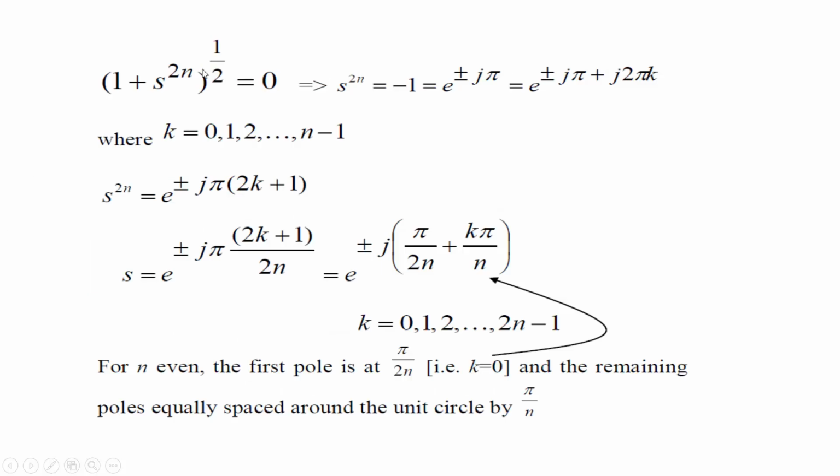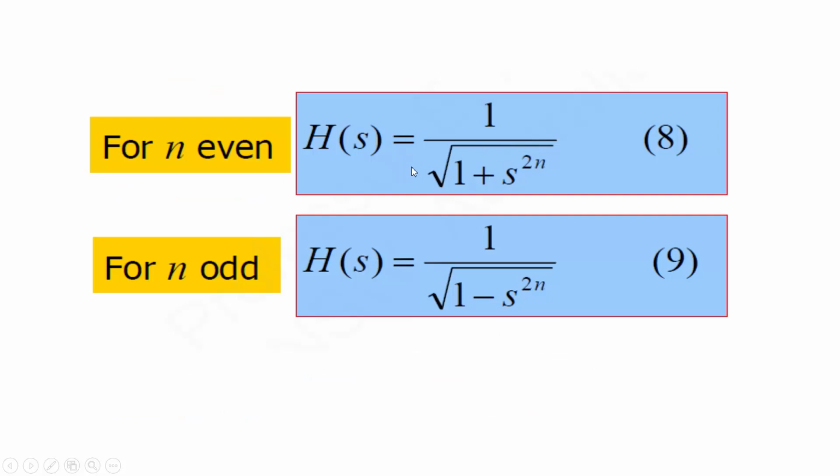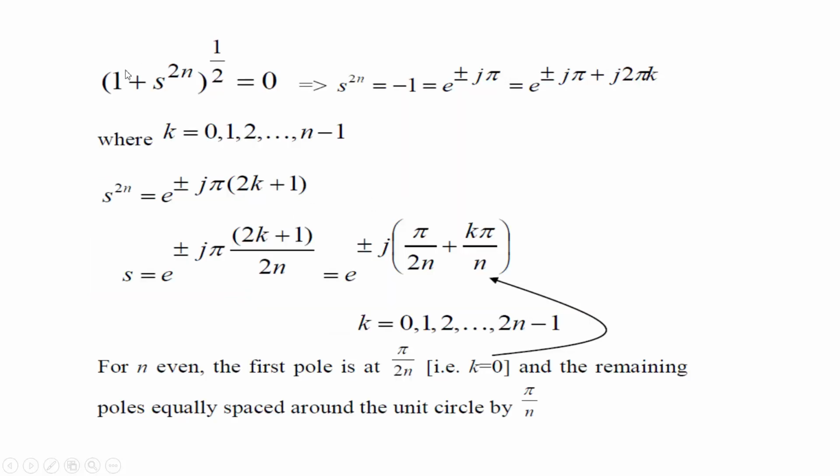Okay, so let's take the case when n is even. In that case, let's take this H(s), because this is the denominator value and this is the characteristic equation, because we want to find the roots of this equation and hence the poles. So we will put it equal to 0. Now from this equation we get s to the power 2n is minus 1, and minus 1 we can represent as e to the power plus minus j pi.